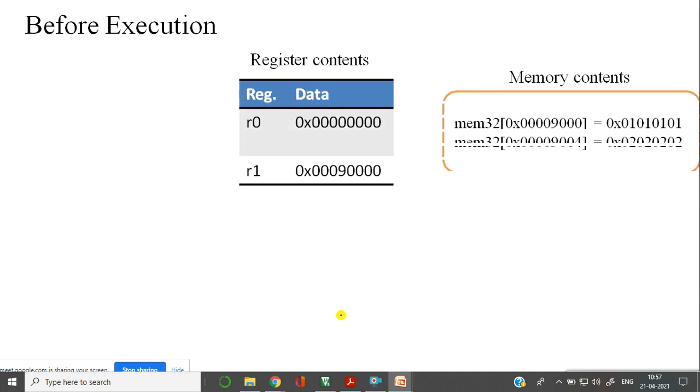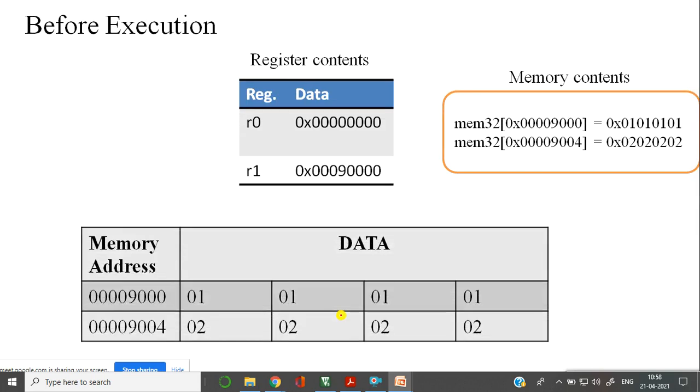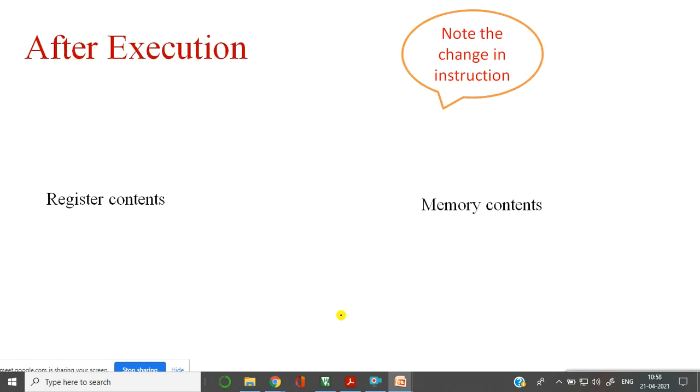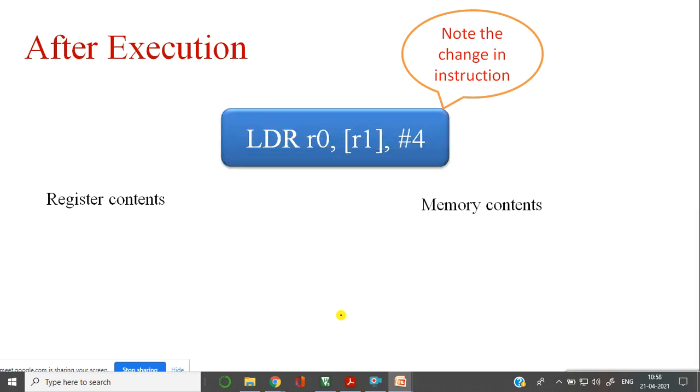Now this is the same data that I am considering for post indexing. Again, this is how the data looks within the memory. Okay, base register is 9000. Now after execution, please note how the instruction is going to be varied. So this is how I write the instruction. What does it mean now? The point is very simple.